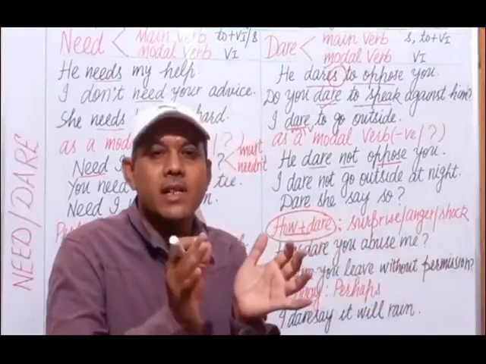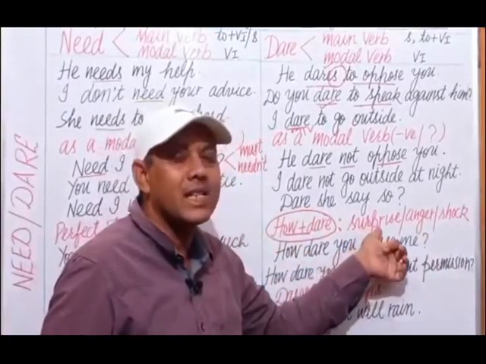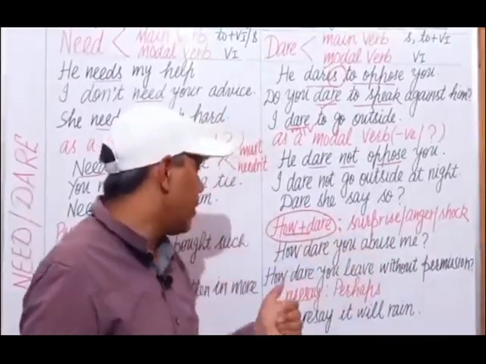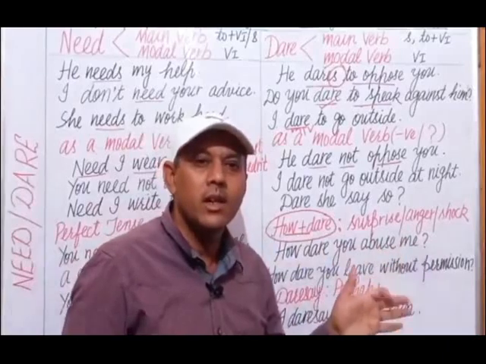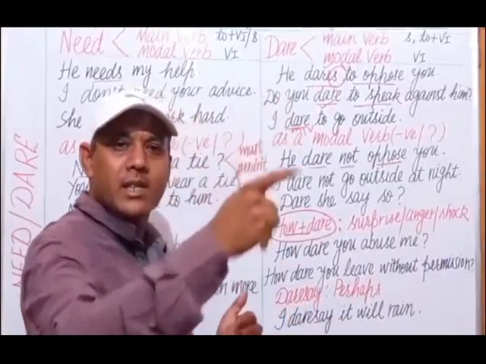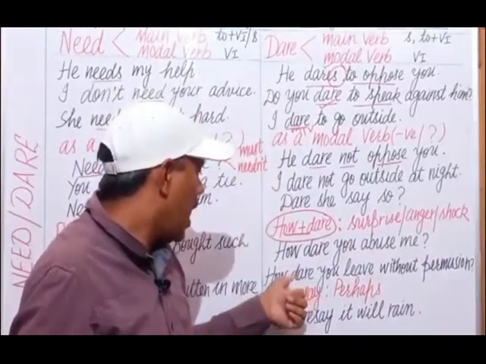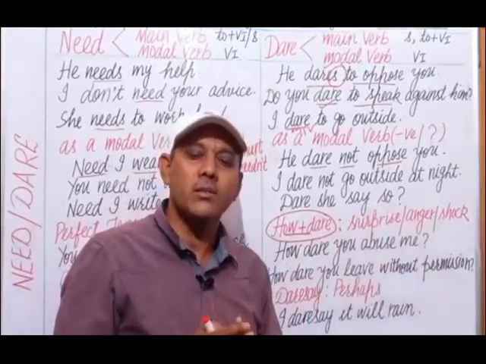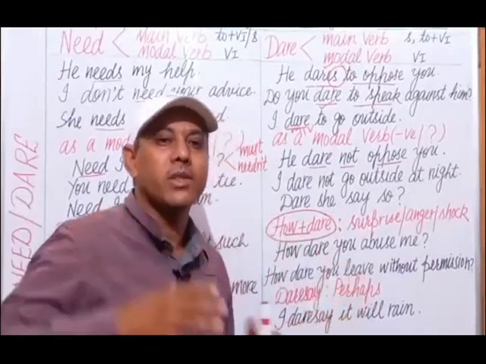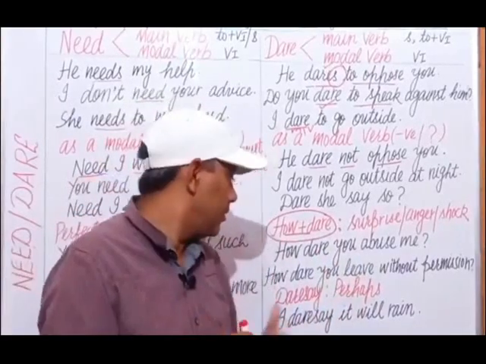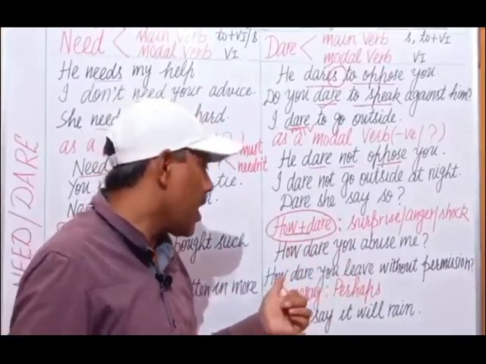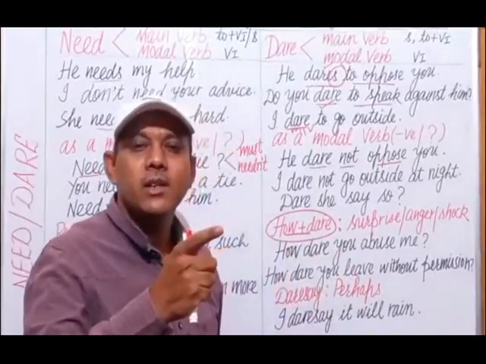How dare presents and expresses surprise, anger and shock. अगर हमें anger express करना हो, shock express करना हो या surprise express करना हो तो हम how dare इस phrase का यूज करेंगे. For example, how dare you abuse me. किसी ने आपको अब्यूज किया, you can say how dare you abuse me. आपकी हिम्मत कैसे हुई मुझे गाली देने की. How dare you leave without permission. एक सर्वेंट या एक एम्प्लॉई विदाउट परमिशन ऑफ द बॉस he leaves the office. And when he comes back, the boss asks for the explanation and he says, how dare you leave the office without my permission?